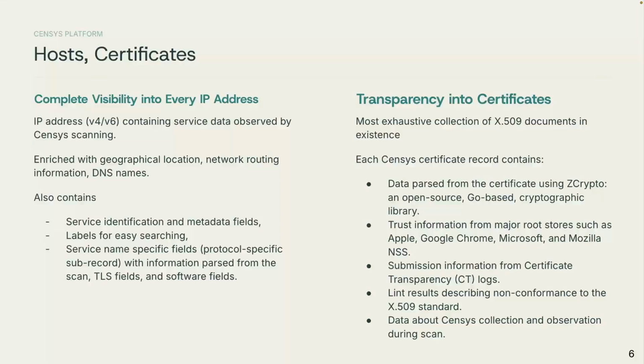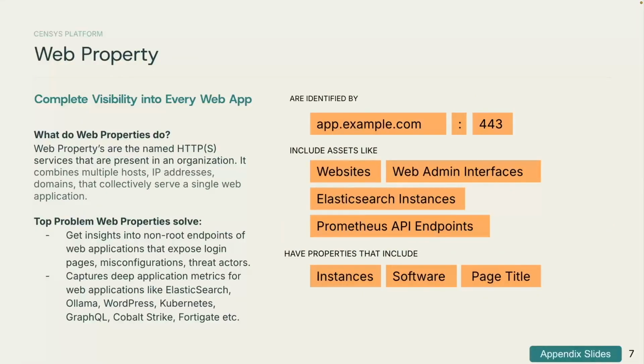And so we have one of the largest X509 certificate repositories in the world. So you have peace of mind that we have a lot of that extra detail and extra information that you all need. Now, when we look at web properties, like I said, this could be an app.example.com at port 443 or port 808 or port 10,011. Whatever the port is, we can account for that and look at that when we're discussing web properties. So this again could be websites, web admin interfaces, Elasticsearches, everything that you see here, as well as other things that you don't.